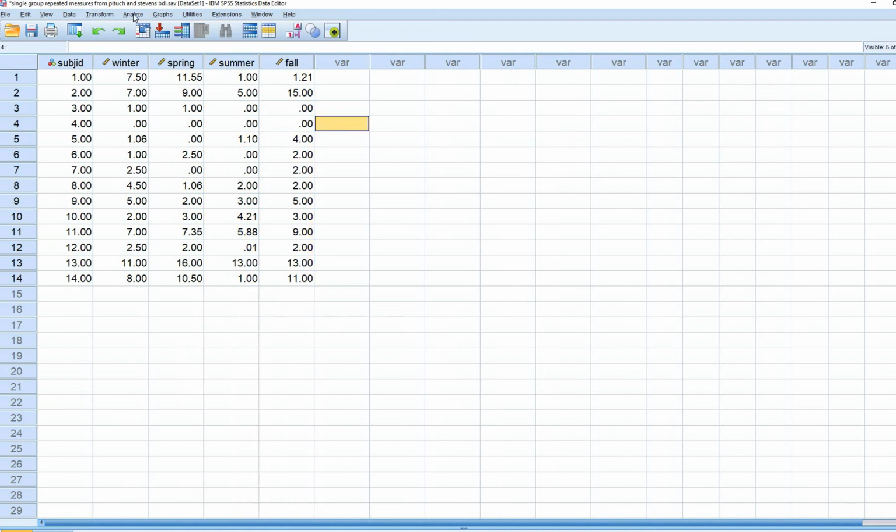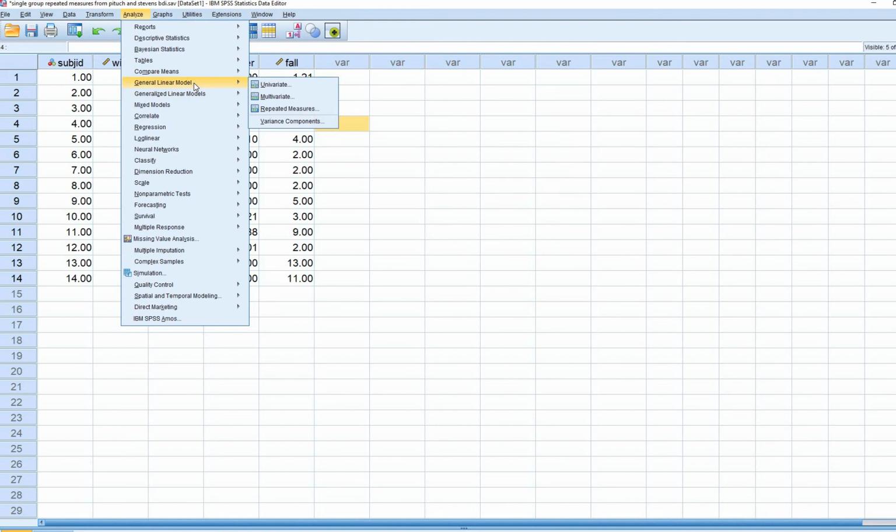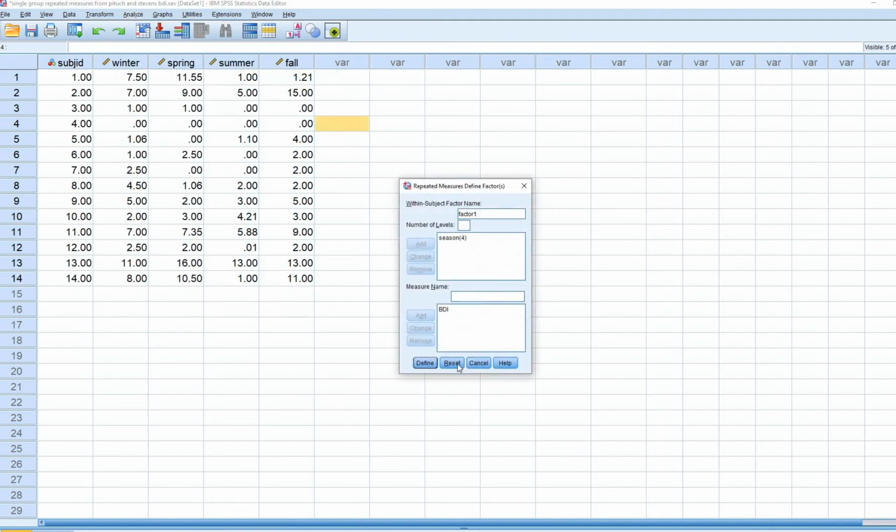So to run our analysis, we're going to go up to Analyze, go to General Linear Model, and then Repeated Measures. And let me just go ahead and reset this. Where it says within subject factor name, this is whatever you want to name it. In this case, I'm just going to name it season. And then number of levels refers to the number of levels for that repeated factor, which is 4. I'm going to click Add.